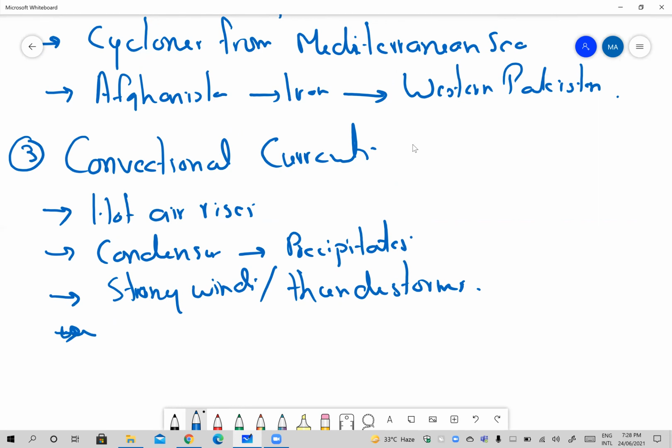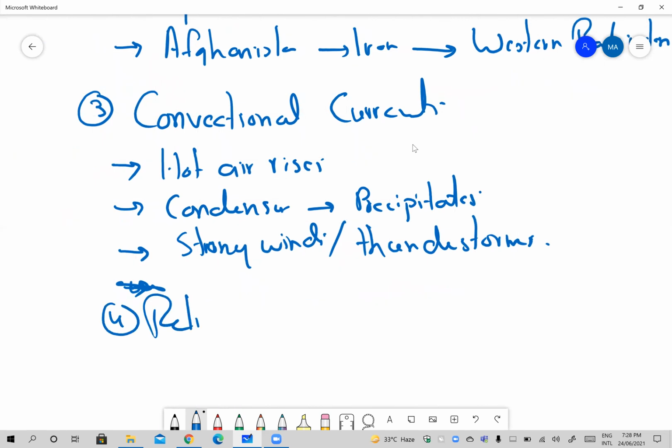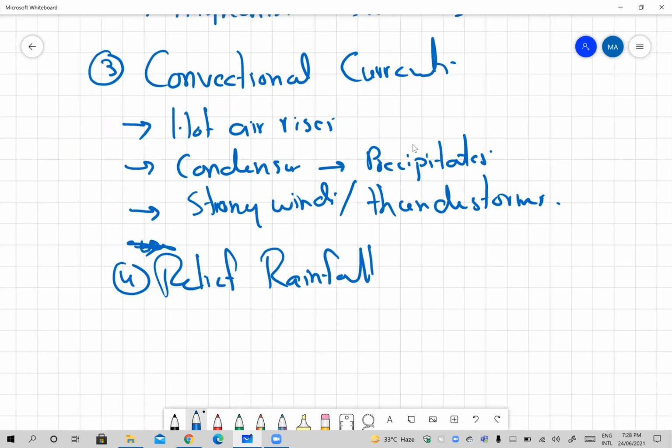Let's move on to the next point here. Relief rainfall. Relief rainfall is a typical feature of rainfall of the highland areas, basically.